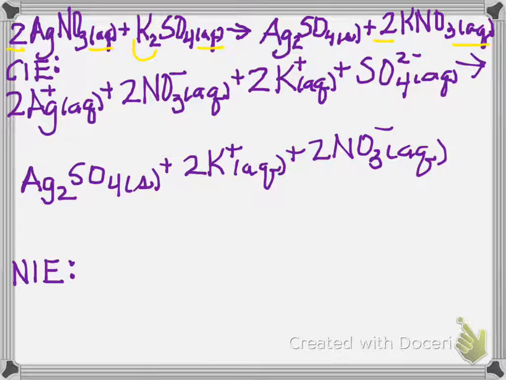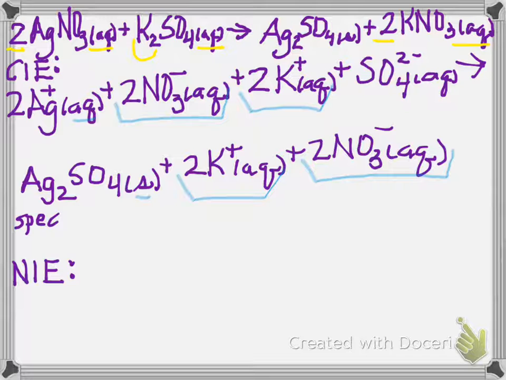Now, to get my net ionic equation, I need to identify my spectator ions. So notice silver is not in the same state of matter on both sides of the equation. We go from aqueous here to being solid here, so it's not a spectator ion. Nitrate, however, is exactly the same on both sides of the equation, so nitrate will be one of our spectator ions. And notice that potassium is exactly the same, so potassium is going to be one of our spectator ions. Sulfate is not.